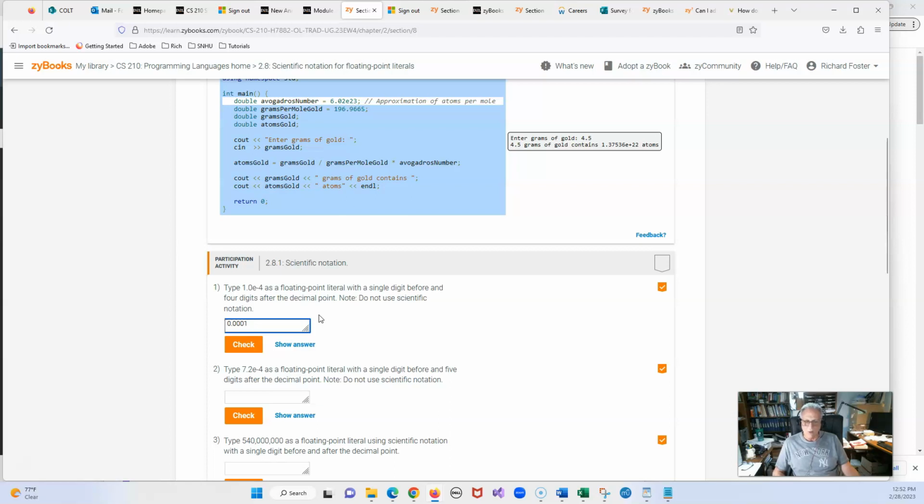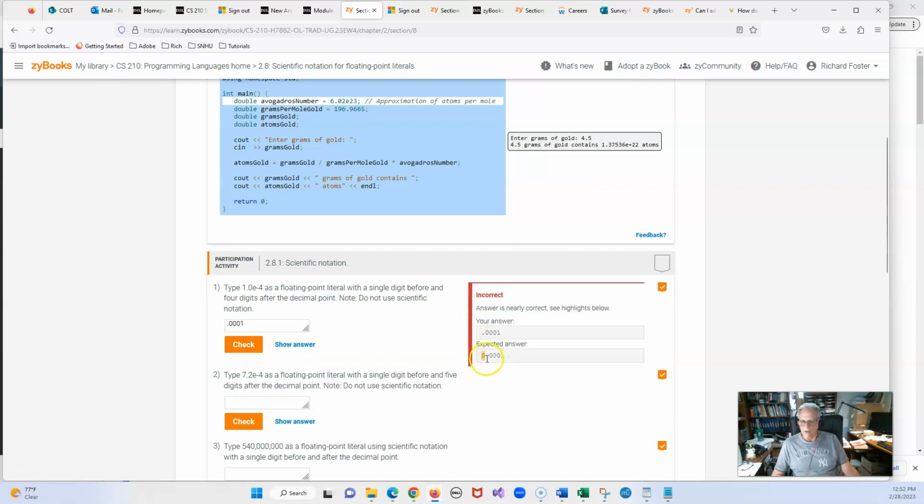So now I'm going to do something. I'm just going to delete this 0 here. And it should give us an error saying you should put the 0 here. So let's see what it actually says. And it doesn't like it. It wants the 0 there. So we go back and put the 0 ahead of time.